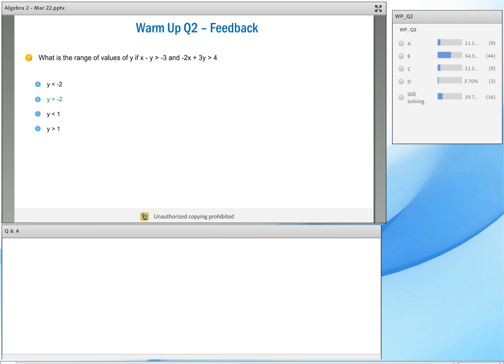You're given 2 inequalities, and the question asks, what is the range of values of y if these 2 inequalities are true, which is x minus y is greater than minus 3 and minus 2x plus 3y is greater than 4. So what do you do? You take the first inequality and multiply it by 2. Why? Because in the second inequality, there's minus 2x. So if you multiply it by 2, you can cancel x out of both these inequalities. When you multiply the first inequality by 2, you get 2x minus 2y is greater than minus 6. This is inequality 1 multiplied by 2.